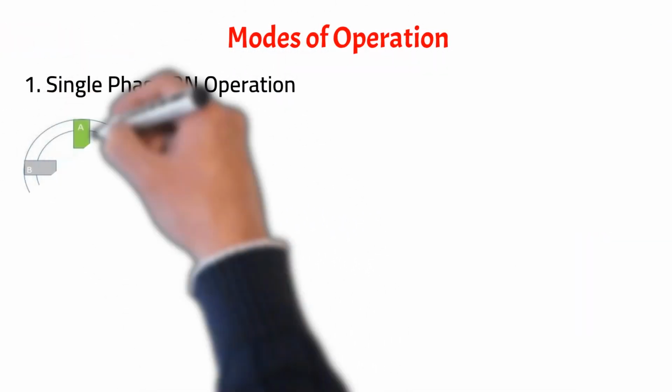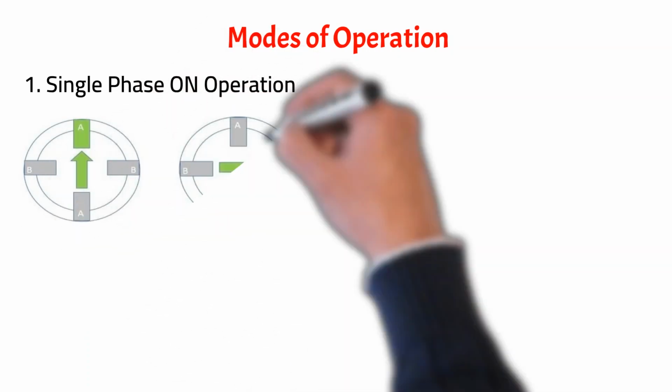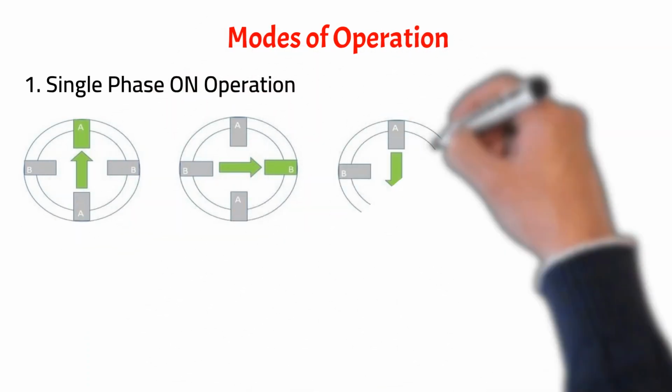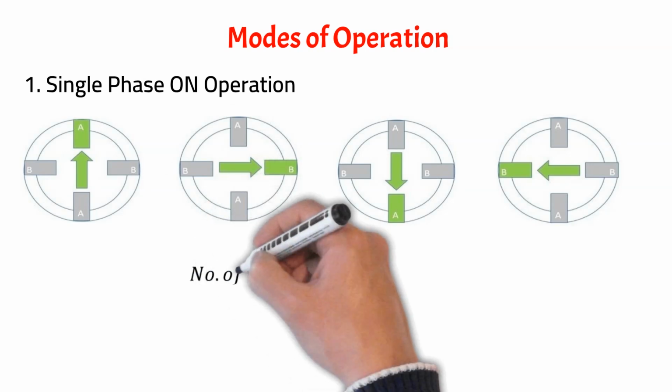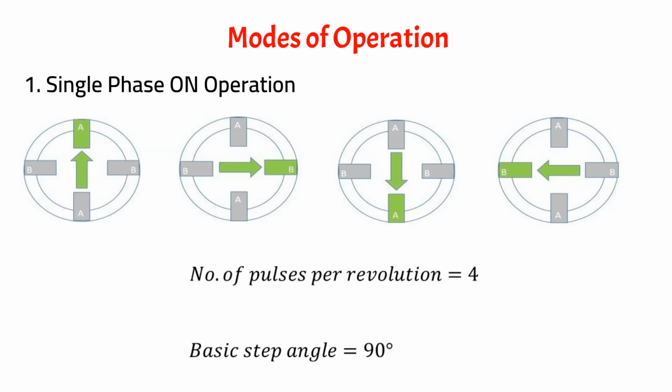Single phase on operation. In this mode of operation, only one coil is energized at a time as shown here. This method is used in situations where power saving is a concern. The number of pulses per revolution is 4 and therefore the basic step angle is 90 degrees.